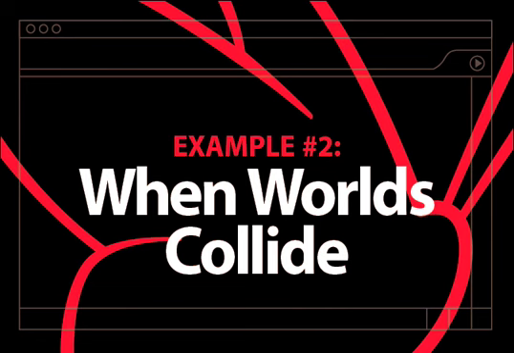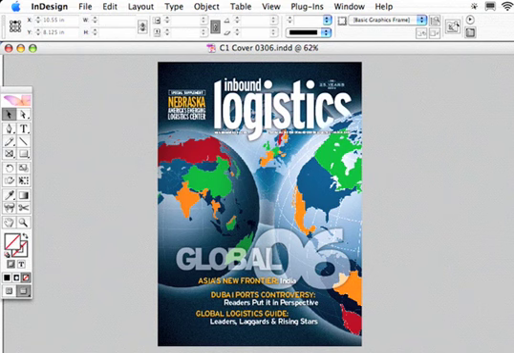Let's take a look at another example of InDesign-based photo composition. I call this one When Worlds Collide. Here's a magazine cover with a global theme, and it has this illustration of 3 globes, each featuring countries on different hemispheres. But like our last example, this one is not an illustration placed in InDesign. It's a collection of illustrative elements composited in InDesign.